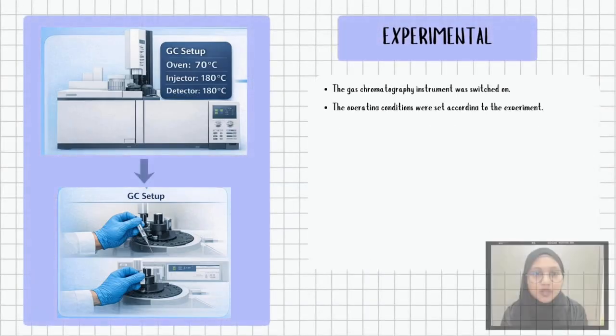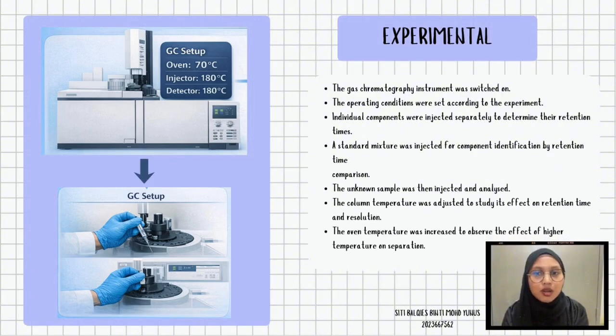Now I will talk about the experimental. First, the gas chromatography instrument is switched on and the operating conditions are set. Oven temperature is maintained at 70 degrees Celsius while the injector and detector temperatures are set at 180 degrees Celsius. Next, the individual components are injected separately to determine their retention time.